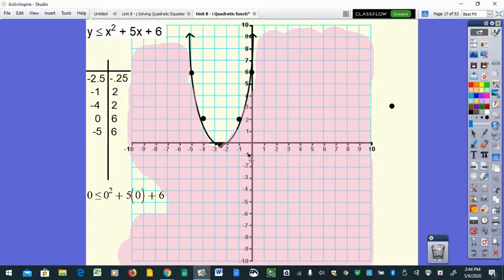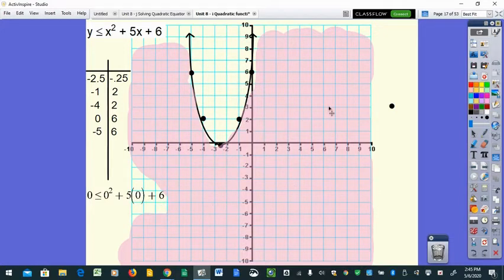And then I decided to pick 0, 0. It's far enough away from the parabola that I'm confident that's a good point to test a region. You'll see down here that I rewrote the inequality, replaced the x's with zeros, and you get 0 squared plus 0 plus 6. Is 0 less than or equal to 6? That is a true inequality. So 0, 0 is part of the solution.